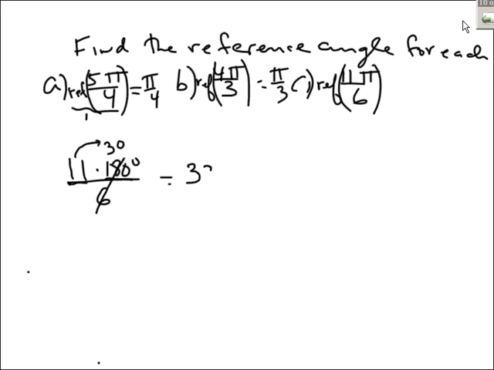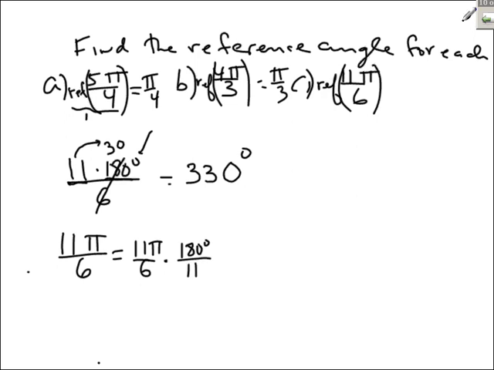Well, 11 times 3 is 33. 11 times 30 just has a 0. And don't forget the degree symbol. If you prefer, you can do it the way I showed you. Take 11 pi over 6 and multiply by 180 degrees over pi radians. The pi's cancel out. So you really have 11 times 180 degrees over 6. 6 goes into 180 30 times. 11 times 30 is still 330 degrees.